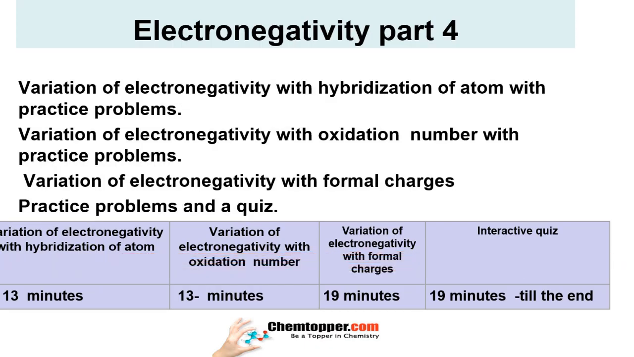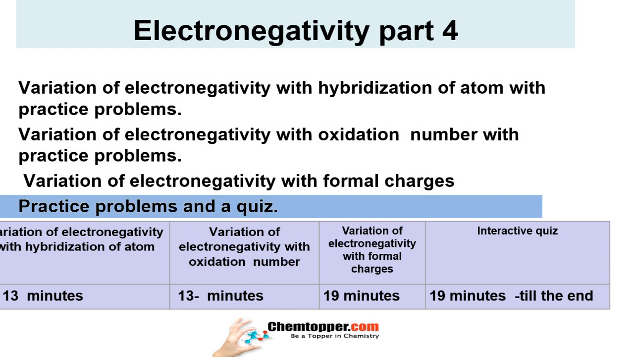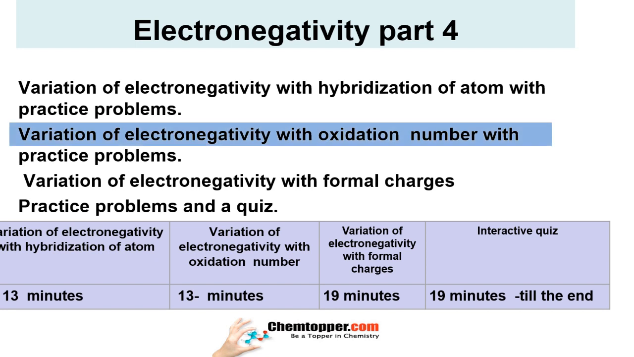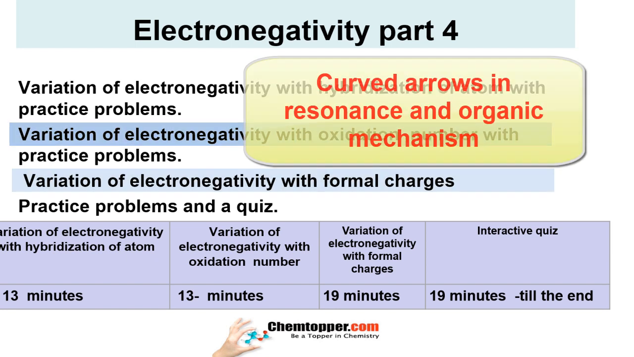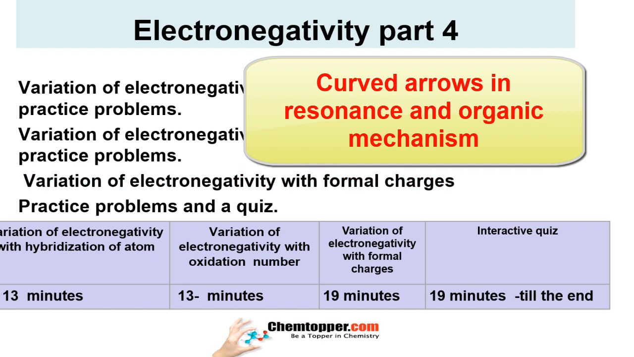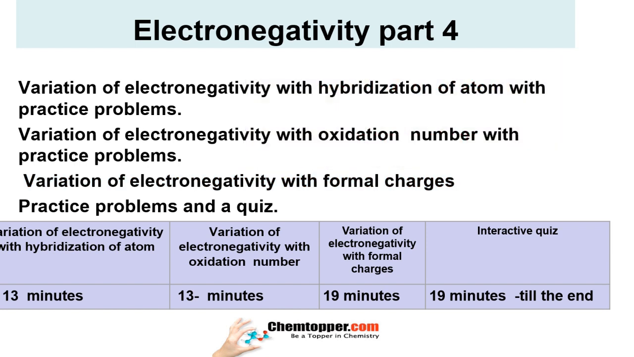In Electronegativity Part 4, the following topics are covered with examples and practice problems: variation of electronegativity with hybridization of the atom, with oxidation numbers, with formal charges, and due to difference in electronegativity, we will understand movement of electrons during resonance and during chemical reactions.